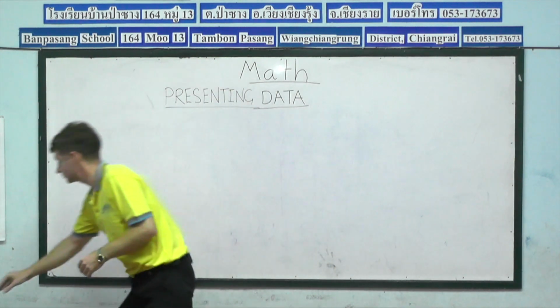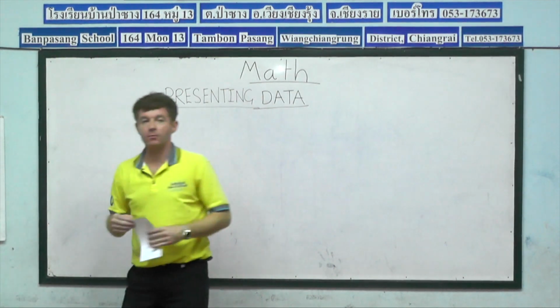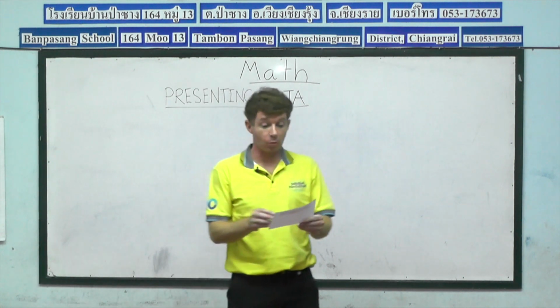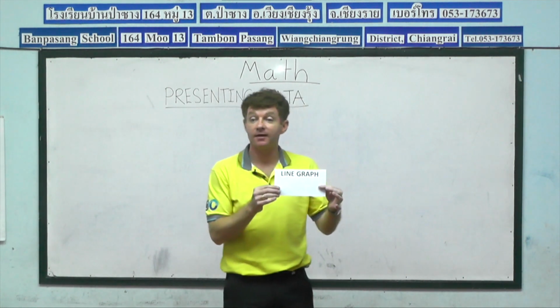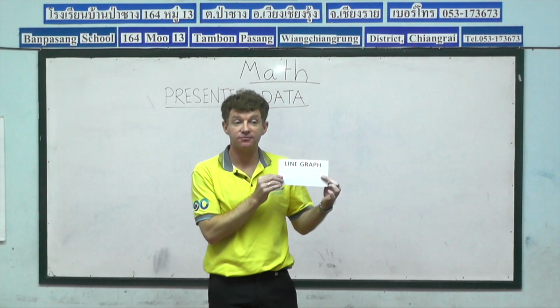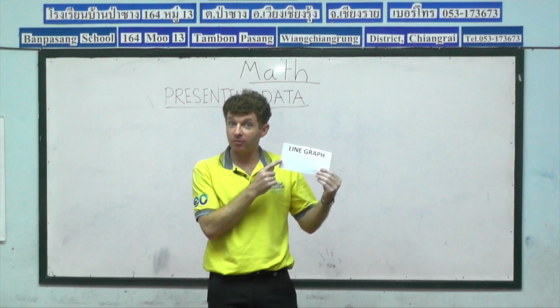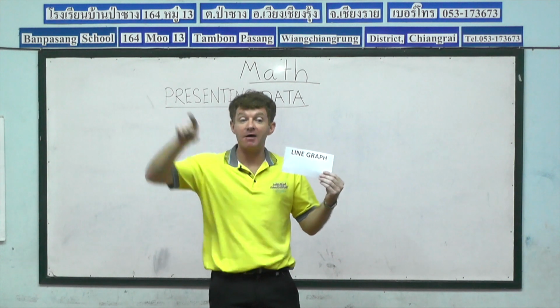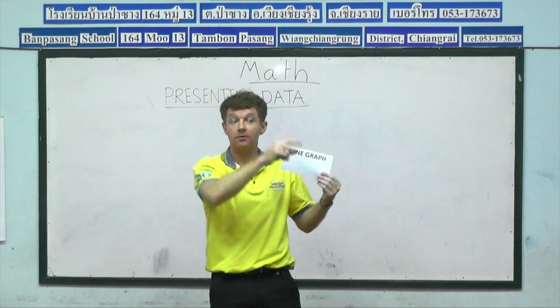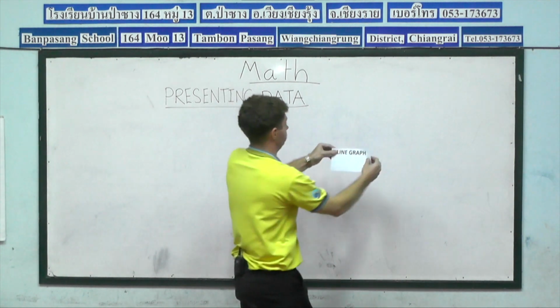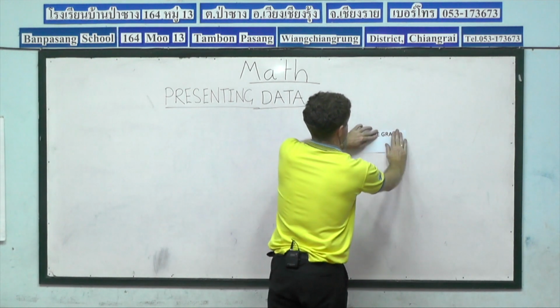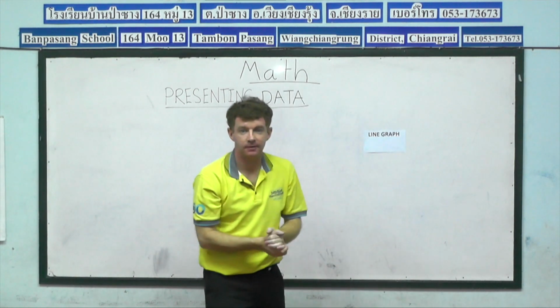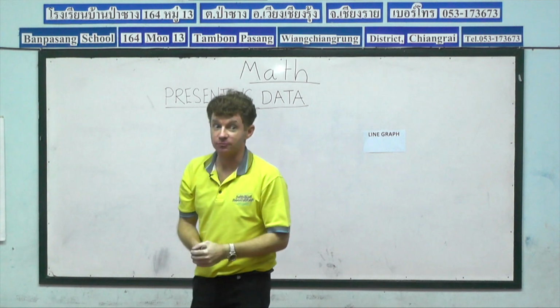So guys, from the PowerPoint presentation, one of the ways we learn to present data, line graph. Now line graph, the key or the clue is always in the name. The line graph uses lines to go up and down. So one more time, line graph. Line graph. Okay, next one.